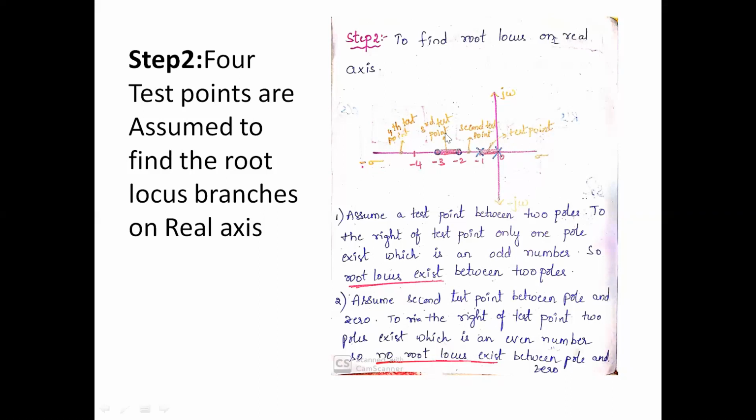Next, coming to this one, that is about the first point. What I have written here: assume a test point between two poles. To the right of the test point, only one pole exists, which is an odd number. So root locus exists between these two poles. Right? Next, coming to the second test point.